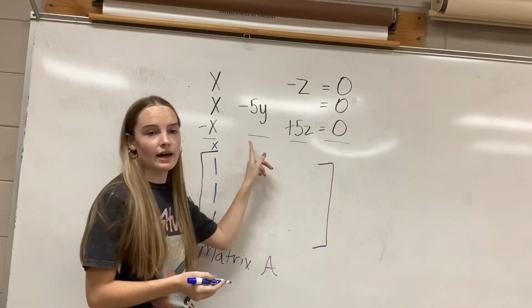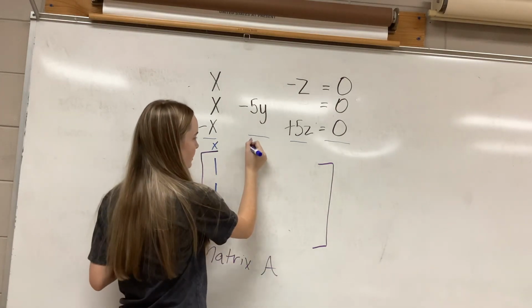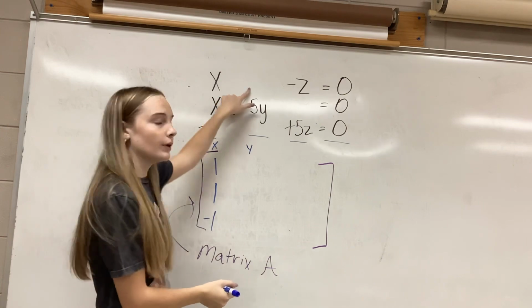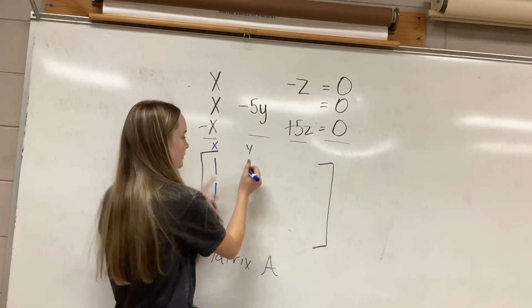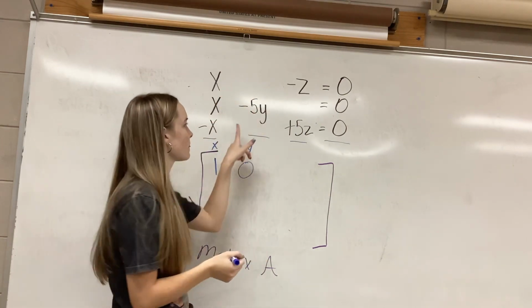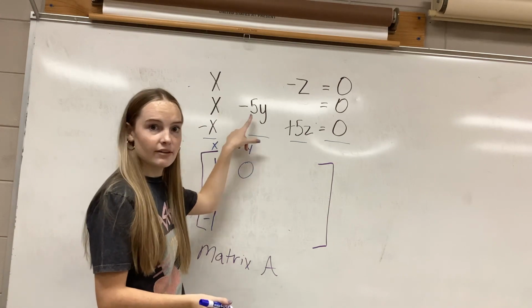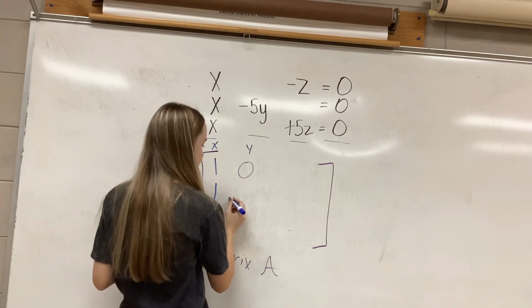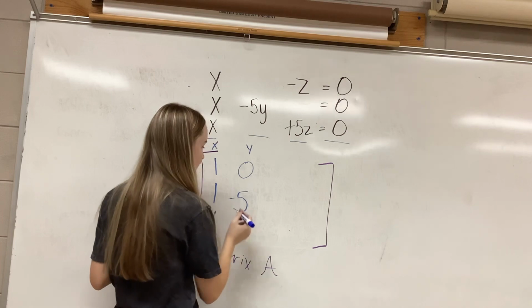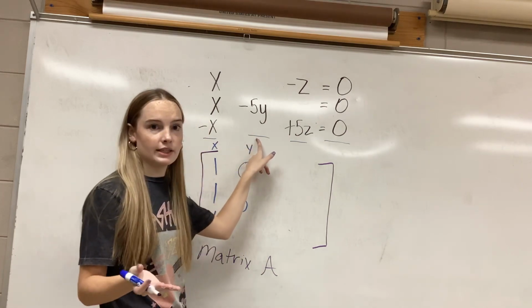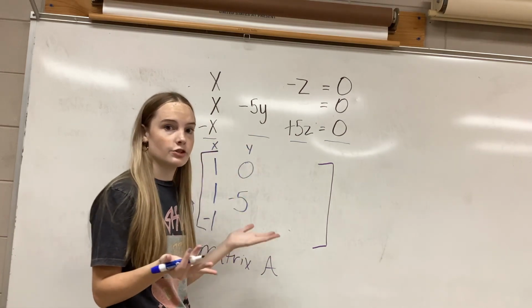The next variable we have is our y. So this right here is going to be our y column. Up here, we do not even have a variable, so that's going to be an understood 0. Right here, it tells us that there's -5 in front of this y, so that's going to be right here. And then down here, we also see that there's not even a variable, so that's an understood 0.